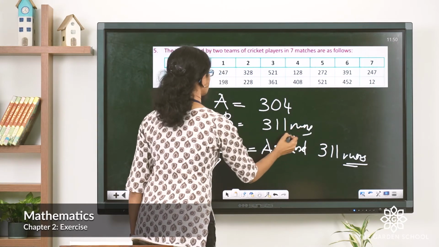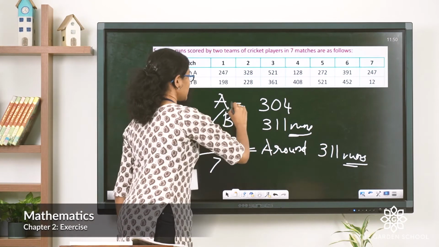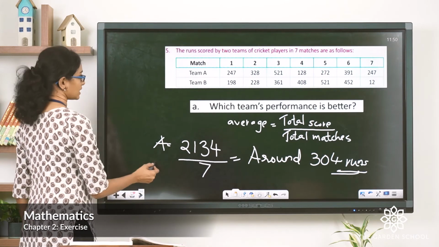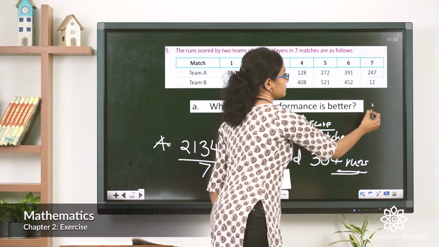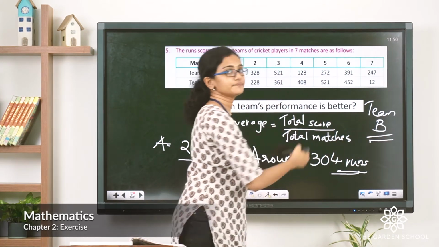So for team A, the average was around 304 runs, whereas for team B, the average is around 311 runs. So which team scored better? Team B scored better, right? So the answer to question A is team B.